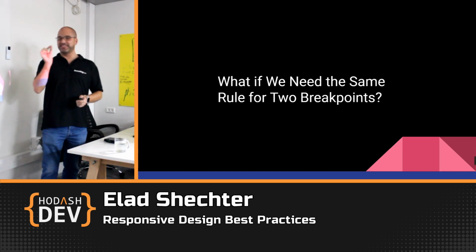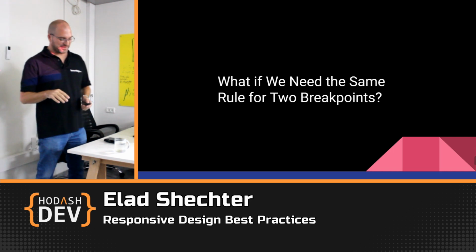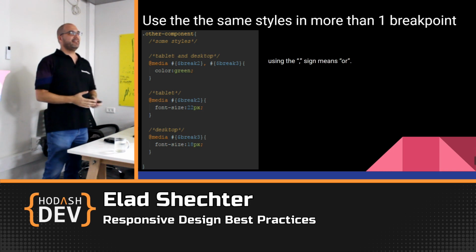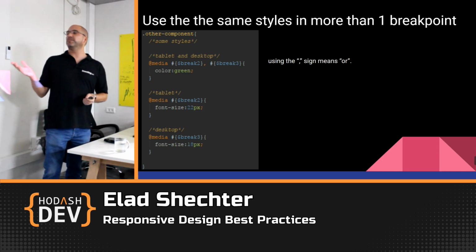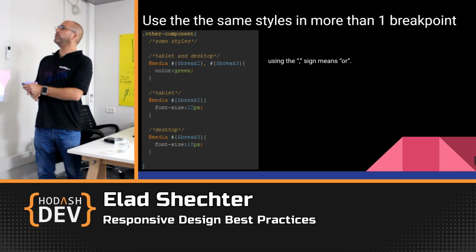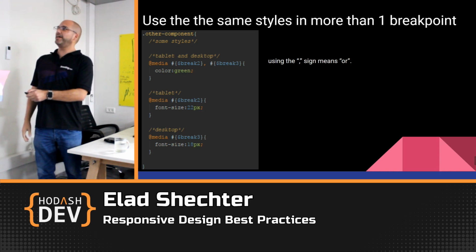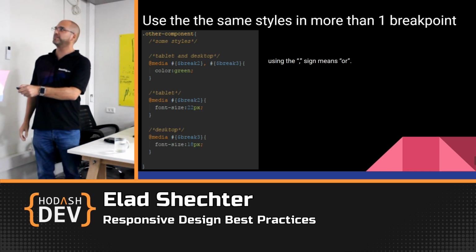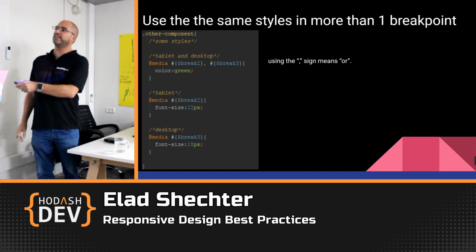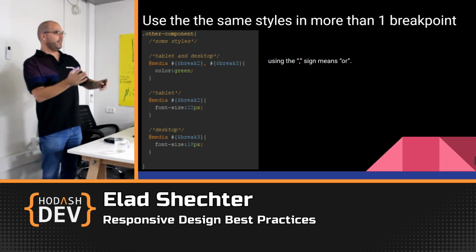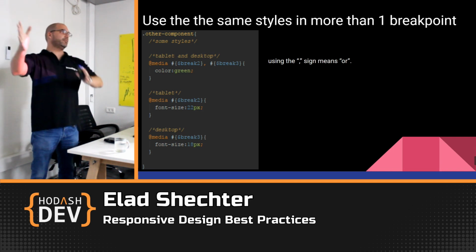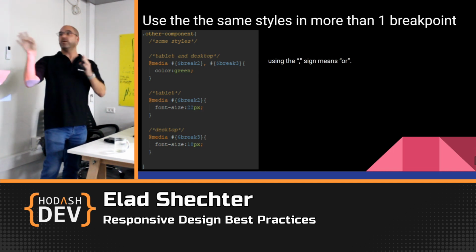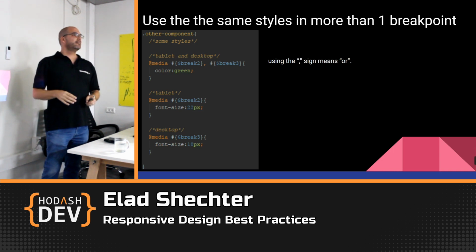And this is another one of the best tips for today. If we have closed breakpoints, and now I need the same style for 2 breakpoints, for example, I can use the comma sign. Media rule, break 2, comma, break 3. It means if the styles of this breakpoint are correct, do it. And if not, check if these styles are correct and do it again. This breakpoint or this breakpoint. Yes, or, not and. If it were both breakpoints, it won't work. Comma, yes, or.